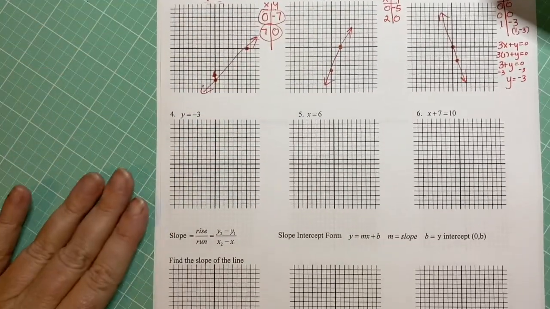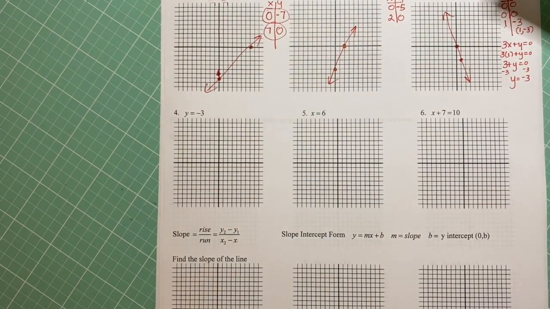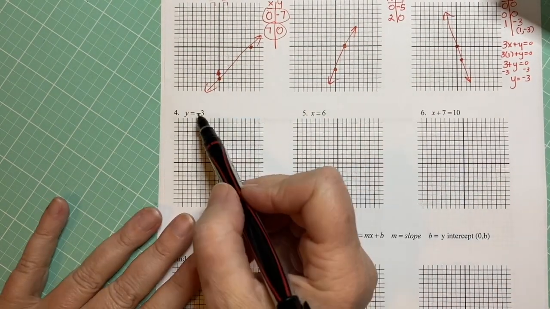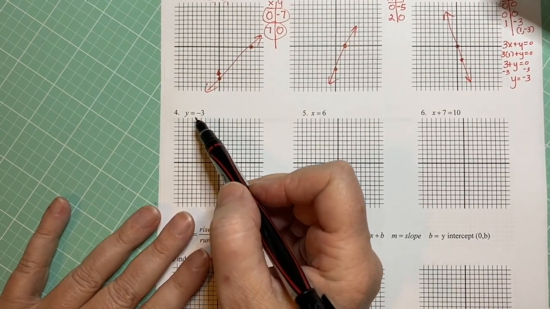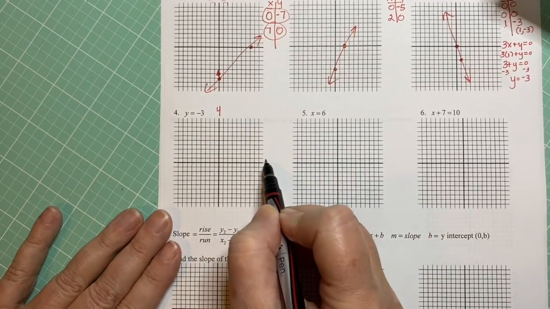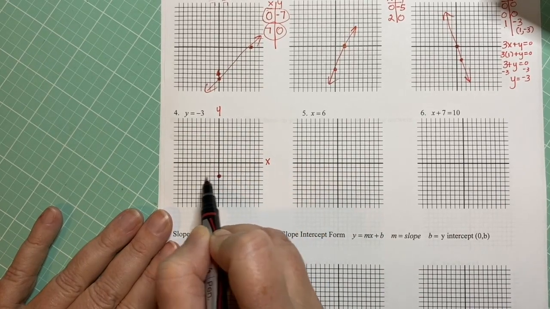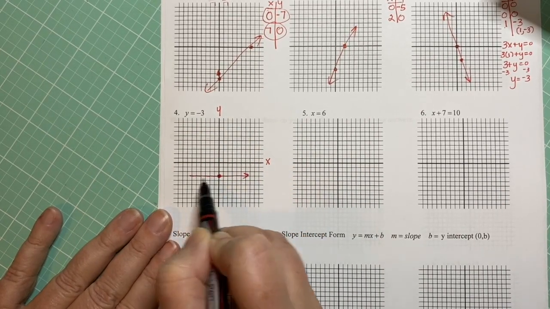Okay, let's look at the next one. Now these next two, it's just y equals negative 3. I can't do an xy chart because I don't have an x and a y, I just have a y. So when you have y equals negative 3, remember this is your y-axis and this is your x. I'm going to go to negative 3 on the y-axis and then draw a perpendicular line.